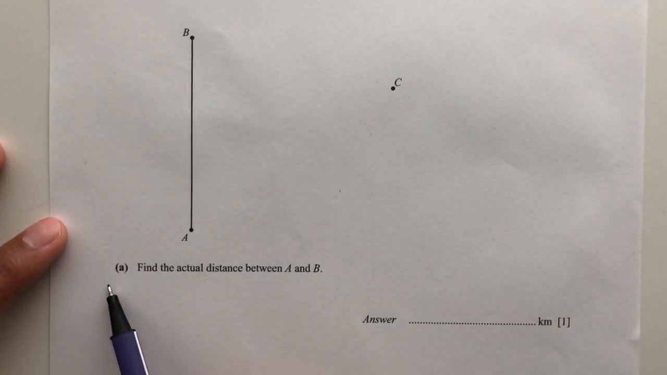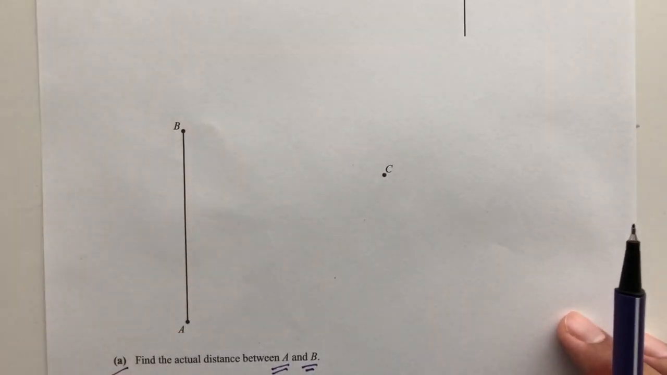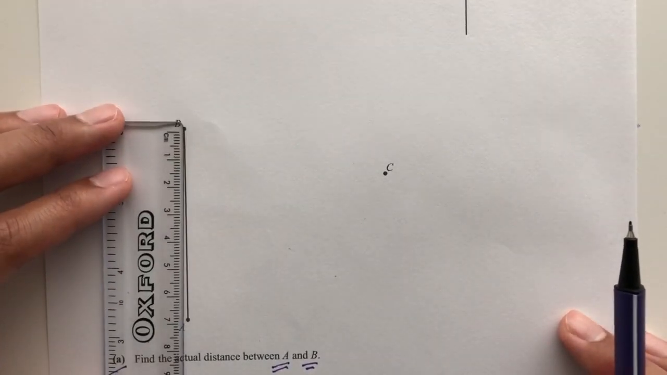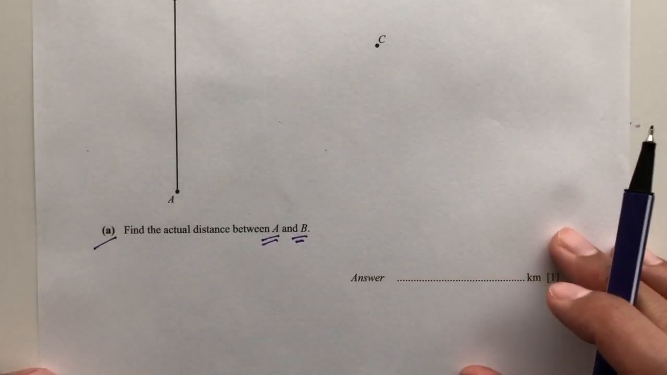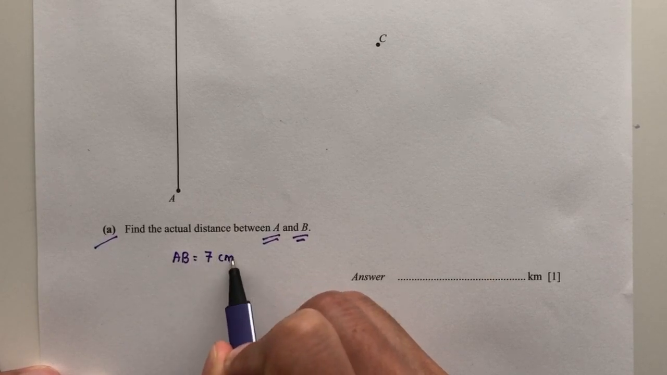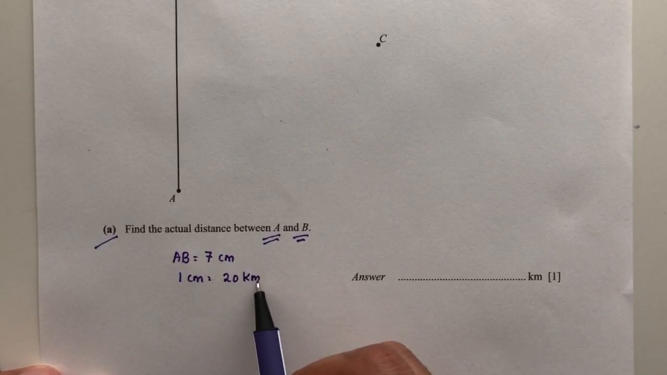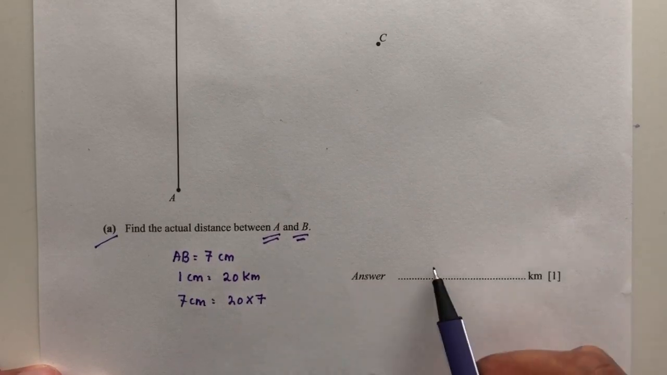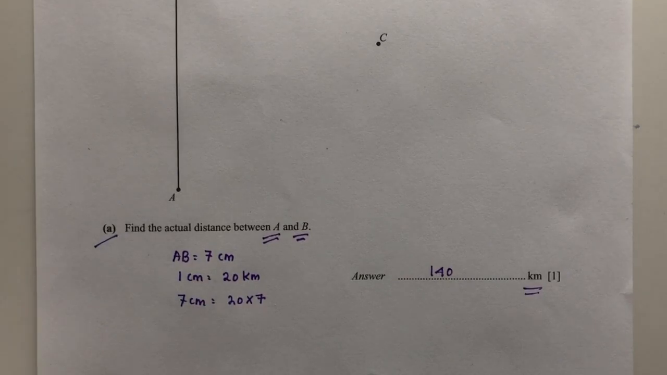Now, part 1, it says, find the actual distance between A and B. So let's measure the distance A and B, and then use the scale to find the actual distance. So AB, for me, shows to be about 7. According to my drawing, AB is equal to 7 centimeters, and the scale says 1 centimeter is equal to 20 kilometers. So 7 centimeters will be 20 times 7, which is 140 km. That will be part 1.